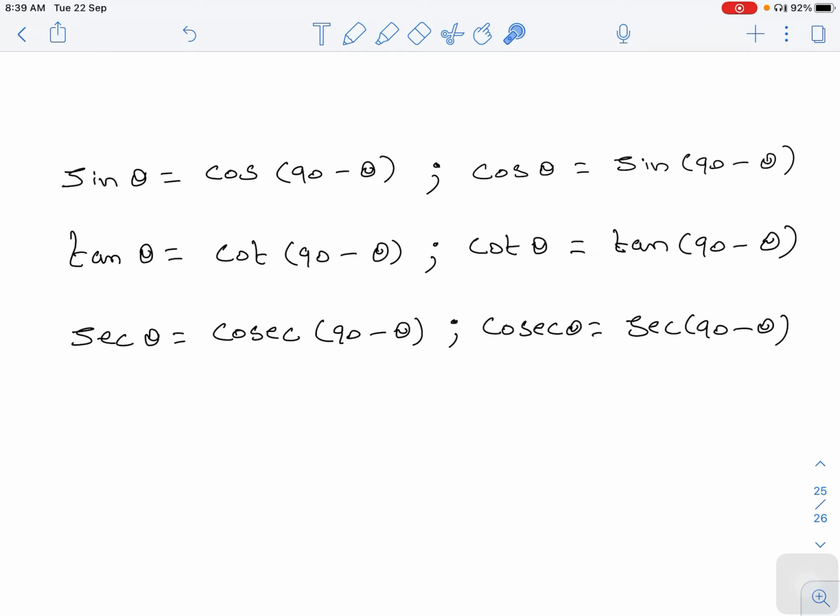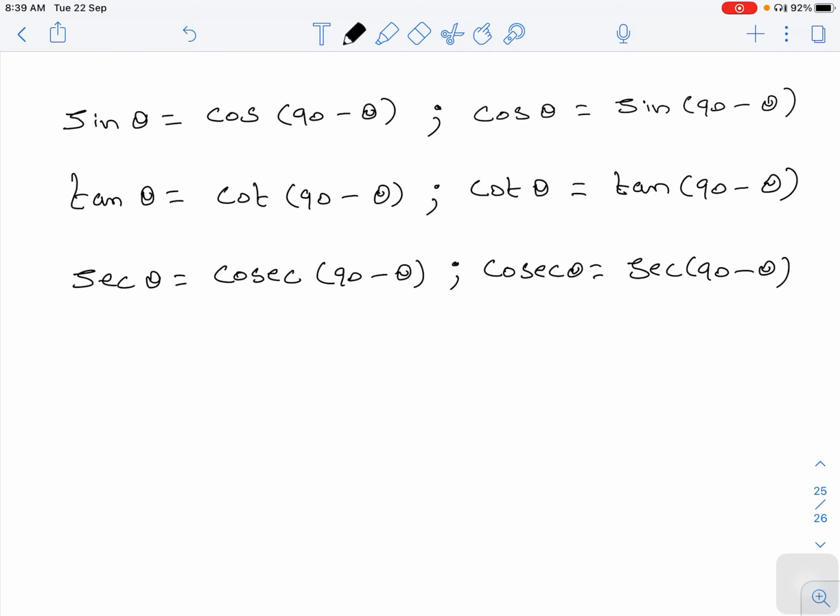Okay. Now let us solve one example. Suppose we are given one value. Okay. We have sine 30 degree. Okay, and the question is given as: find the complement of this sine 30 degree. Okay, so what we will do? Solution.